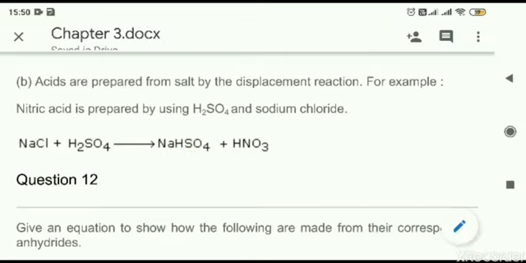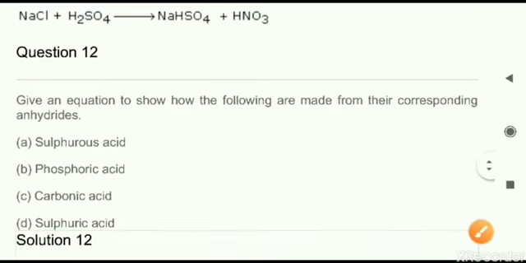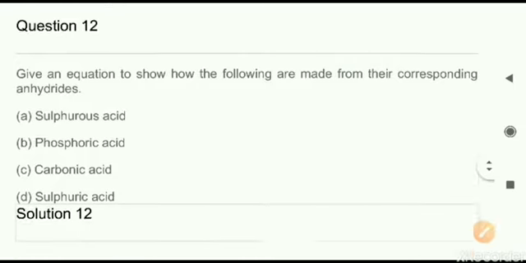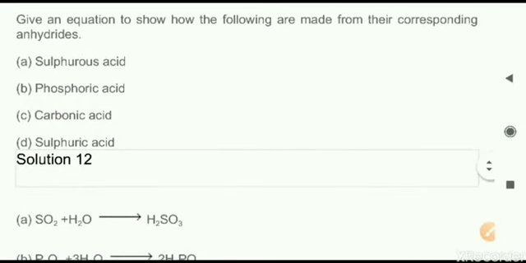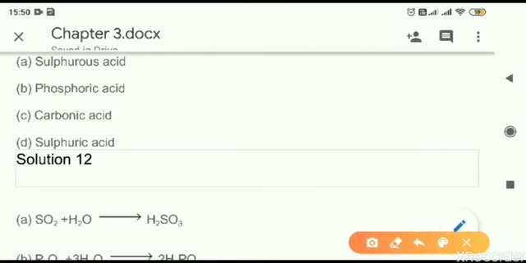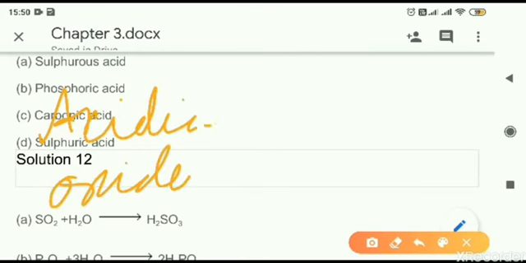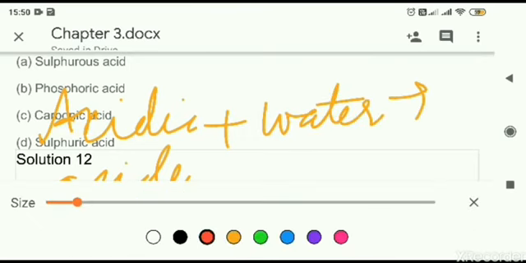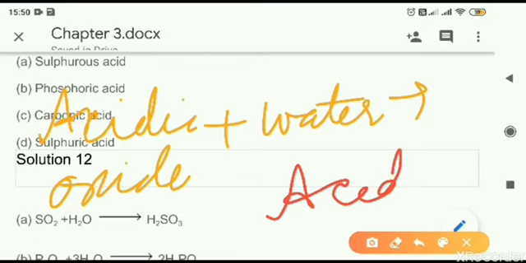Question number 12, give an equation to show how the following are made from their corresponding anhydrides. So anhydrides can produce acids. How? By combining with water. Anhydrides are also called acidic oxides. So acidic oxide will combine with water, and we will get a new acid. That will depend on what kind of acidic oxide we have taken. Acidic oxide plus water gives acid.